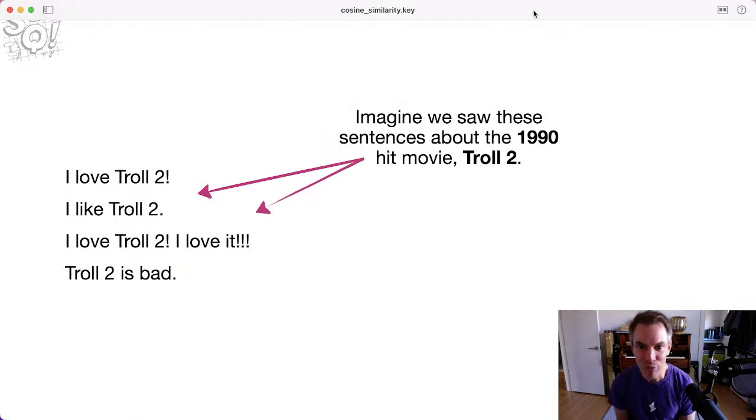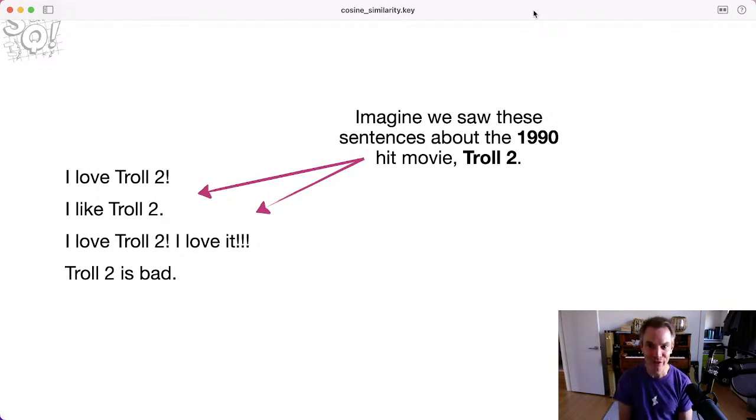Okay, so imagine we saw these sentences about the 1990 hit movie Troll 2. Oh, hold on. I see in the comments we've got someone from Brazil. Oi, Brazil. Anyways, sorry, I got distracted. Okay.